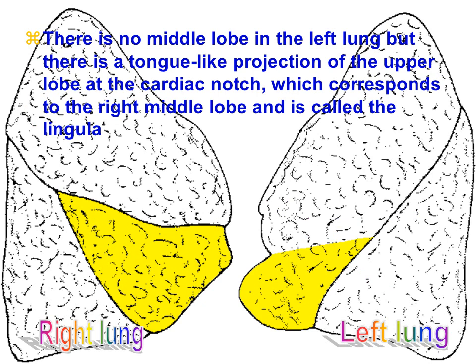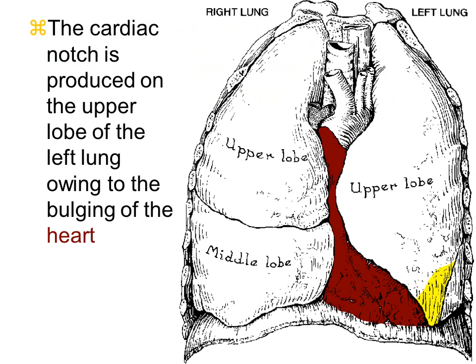There is no middle lobe in the left lung, but there is a tongue-like projection of the upper lobe in the region of the heart. We call it the cardiac notch. It corresponds to the right middle lobe and is called the lingula. The cardiac notch is produced on the upper lobe of the left lung because of the projection of the heart in this region.